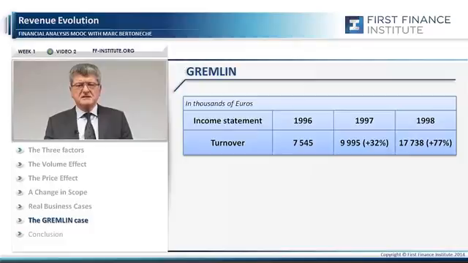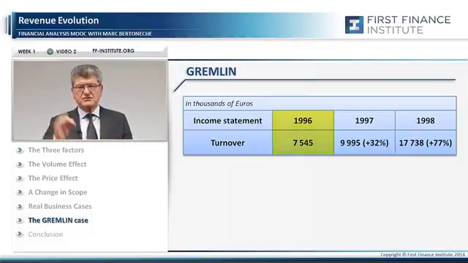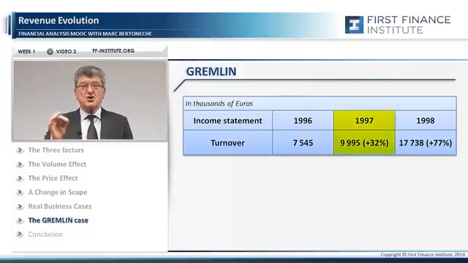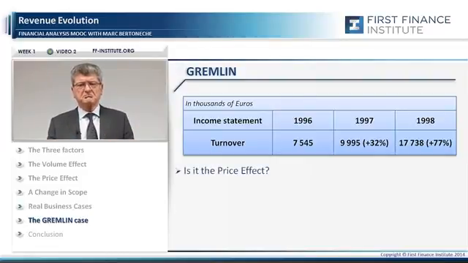Sales of Gremlins have increased from roughly 7.5 million in 1996 to 10 million in 1997 to almost 18 million in 1998, an outstanding growth with an average of more than 50% per year. Is it a growth from the price effect? Inflation was quite low at the time in the UK and in most developed countries. Is it a scope effect?